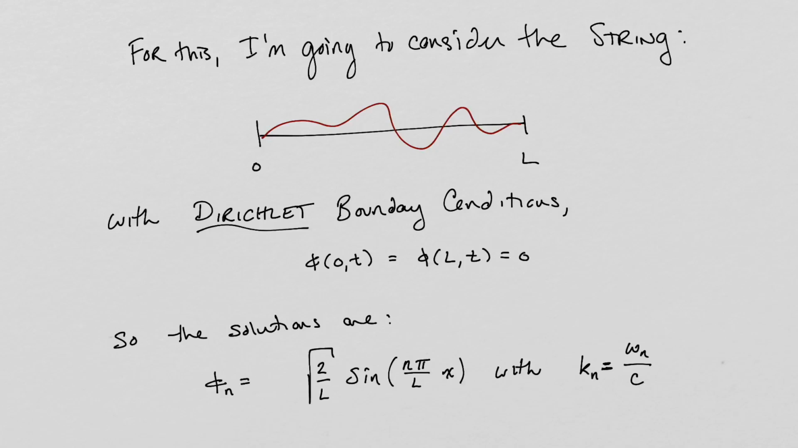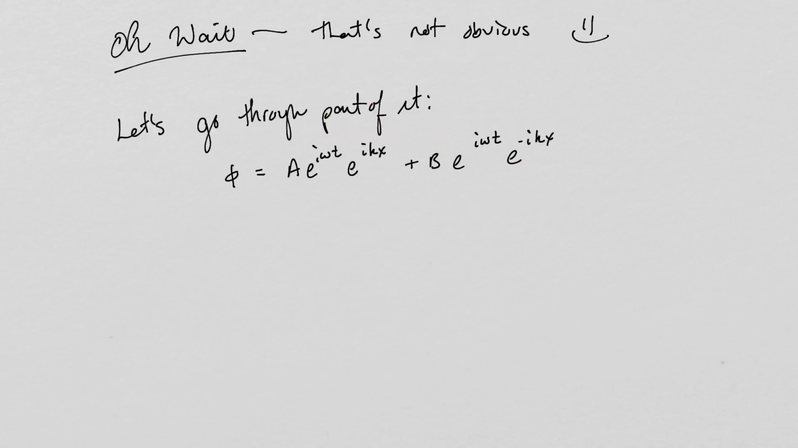Oh, that's not obvious, right? We've never done it before, right? This is the expression that we're going to get to, but why are these the solutions to this particular system? Why is this domain plus these boundary conditions going to give us this? So let's go through that quickly.